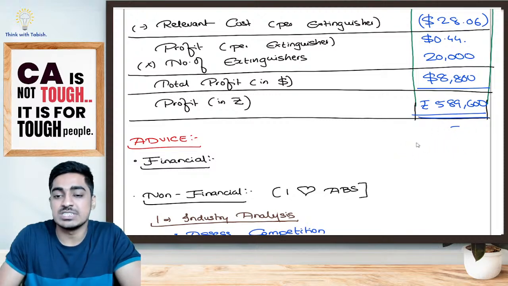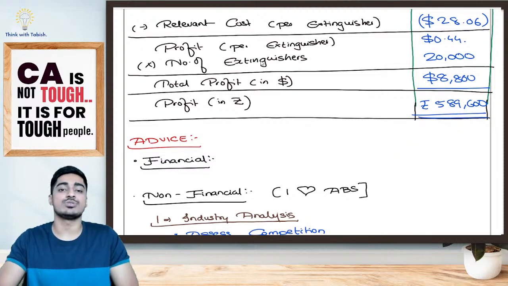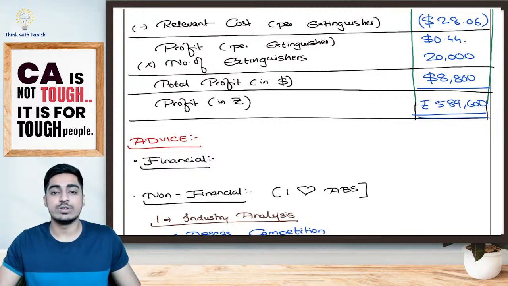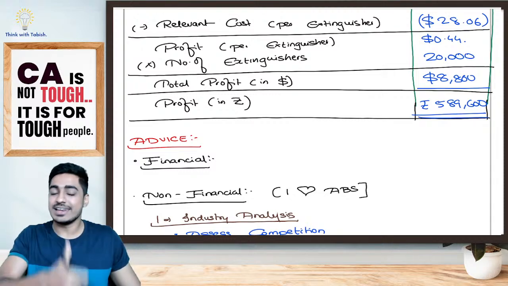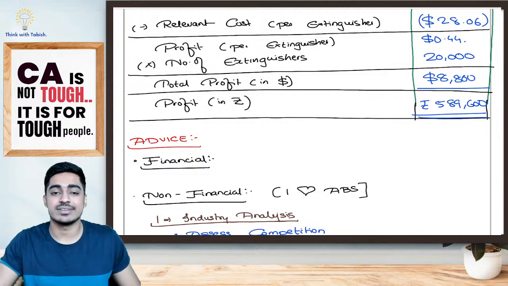So what is the decision, students? Should we accept the special price order or should we not accept, students? Tell me, what should we do? Yes, let us accept. So we will accept. We'll tell, okay, let us do it.